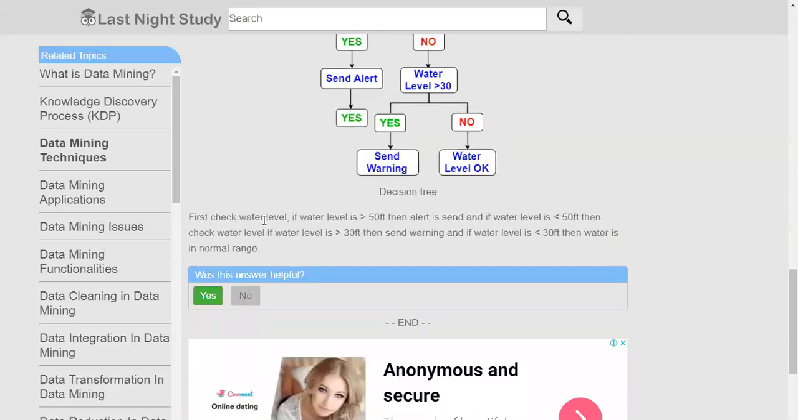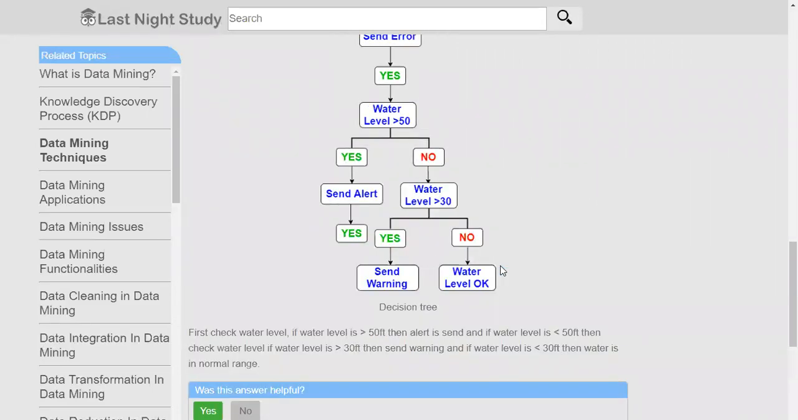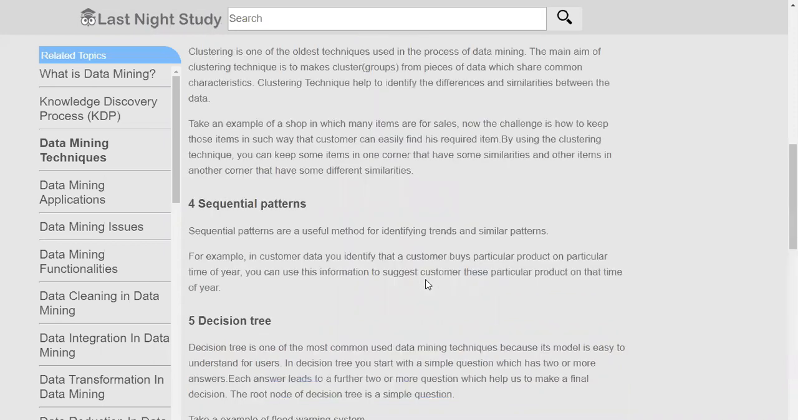So first check the water level. If the water level is greater than 50 feet, then an alert is sent. If the water level is less than 50, then check whether it is greater than 30 feet and send a warning. If the water level is less than 30 feet, then the water is in the normal range. In your normal Java programming or C language, whatever you write as an if-then-else statement is nothing but a decision tree. The nested if statements or loop statements can all be incorporated when you design the decision tree. So this is all about the data mining techniques.